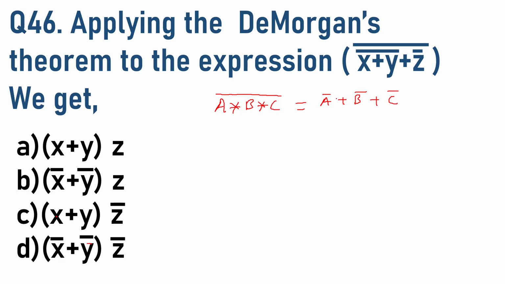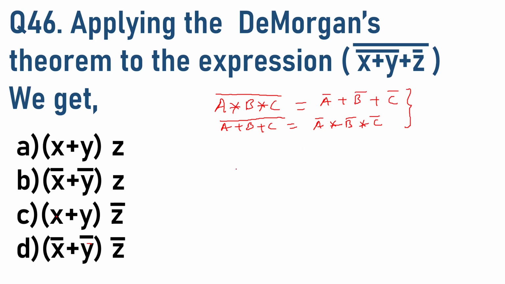Similarly, we can have the complement of the sum of all the terms equal to the product of the complement of each term. That is, if you have A plus B plus C, this complete bar is equal to A bar multiplied by B bar multiplied by C bar. Now these are your De Morgan's theorem statements, and based on this we have to solve the above equation.